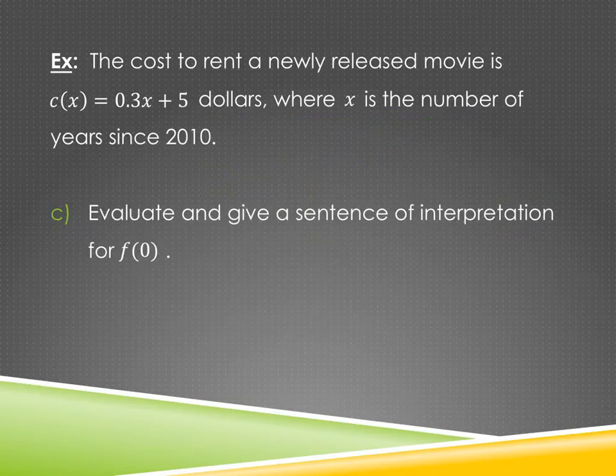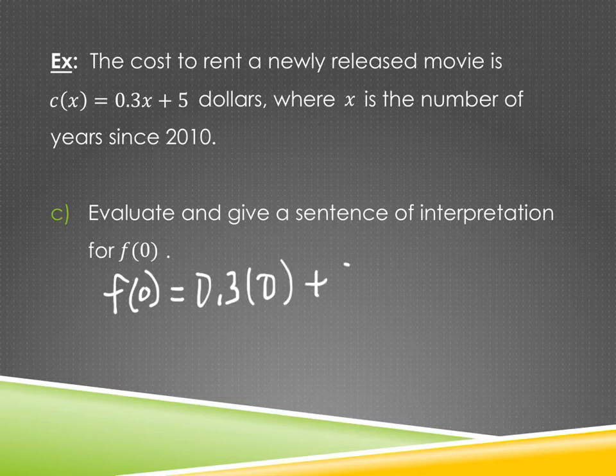All right, so let's take a look then. Oh, I should have waited to answer your question because it's right here. Very good job. Evaluate and give a sentence of interpretation for f of 0. So if I do f of 0, it means that I'm plugging in 0 for x. So f of 0 is 0.3 times 0 plus 5, which gives me 5. And it's $5. So that's the evaluation part.